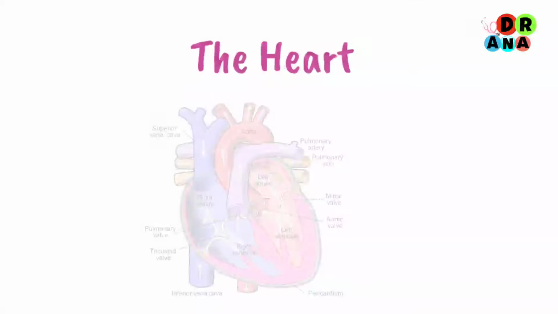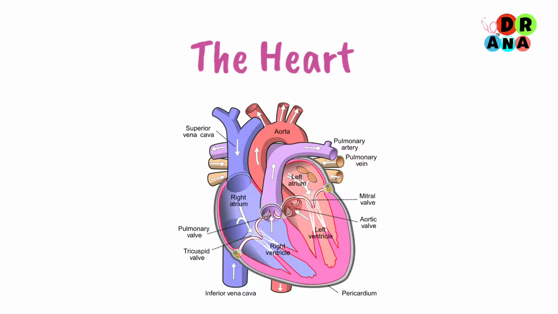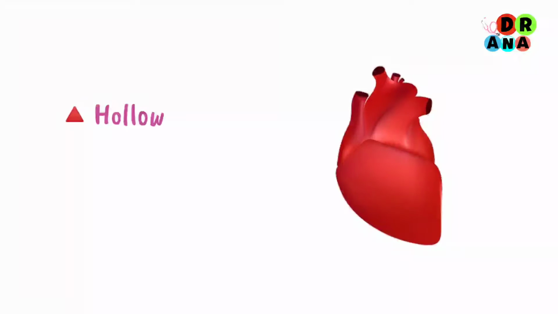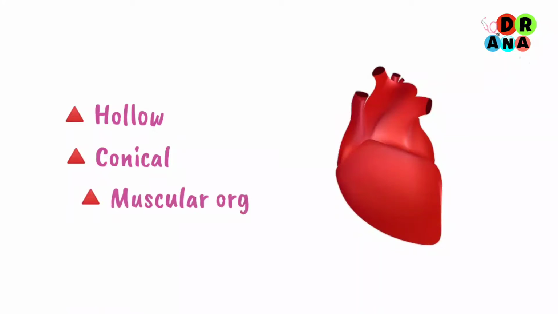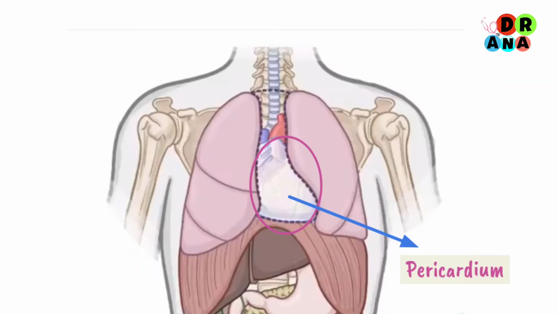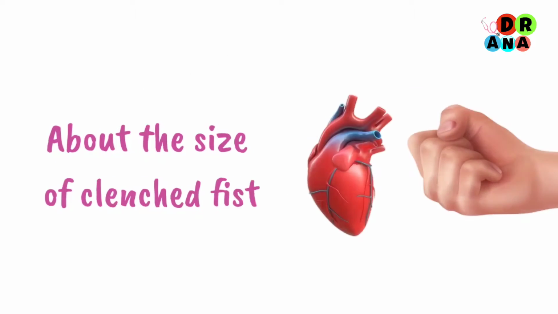In this video, we're going to talk about the human heart, which is a vital organ for our survival. The heart is a hollow, somewhat conical muscular organ situated in the middle mediastinum and covered by pericardium. It is about the size of a clenched fist in a normal individual.